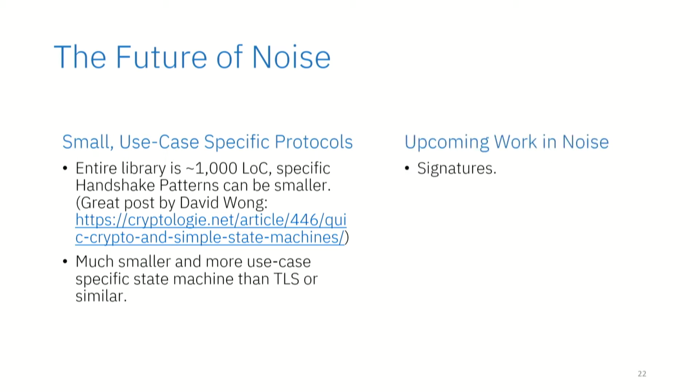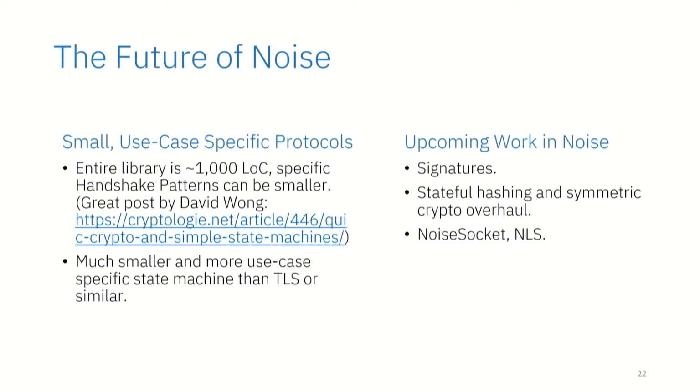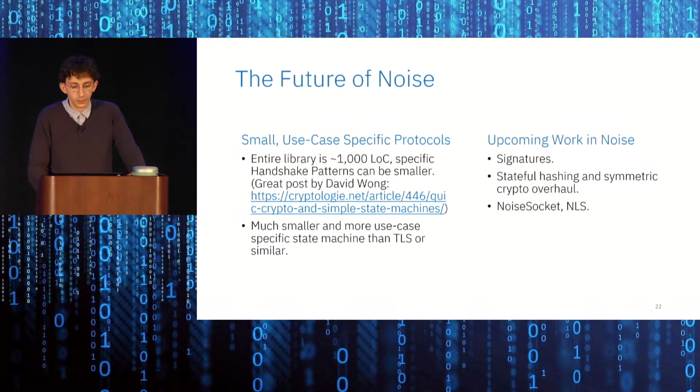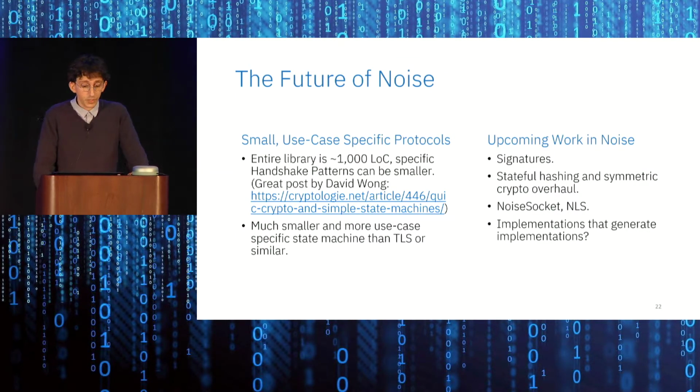There's upcoming work in Noise. There's signatures being added, as it currently doesn't support signatures. There's stateful hashing and symmetric crypto, which is having an overhaul to include stateful hashing. There's something called Noise Socket and NLS, which is being worked on. To be honest, I'm not particularly familiar with what that does, but you can check it out. It's related to Noise. And that part is what is coming soon, part of Noise Explorer.